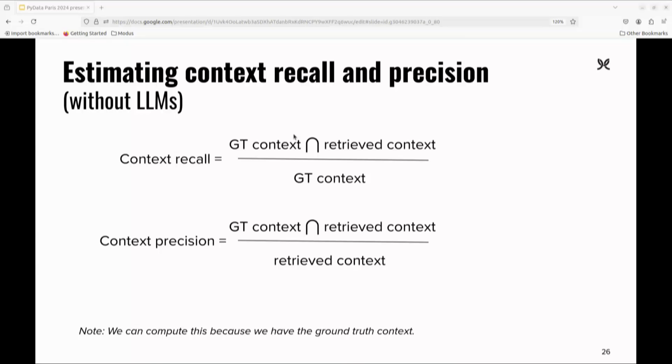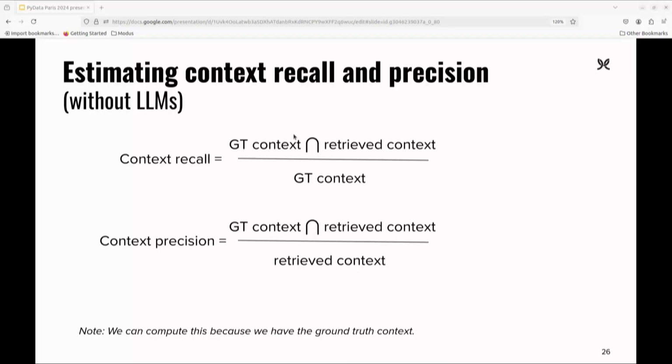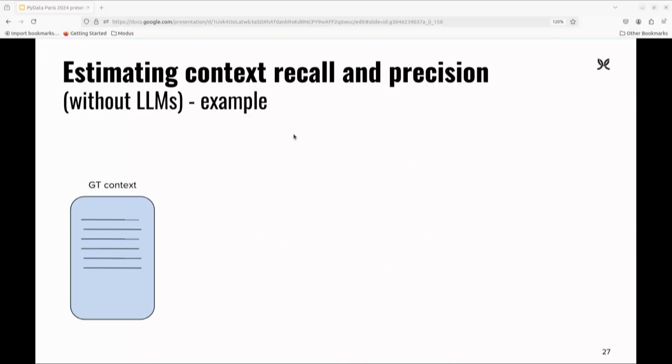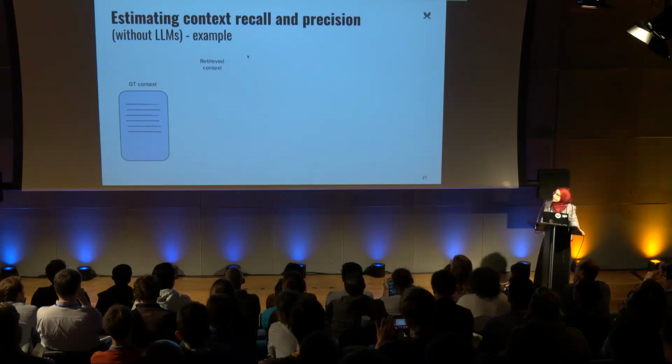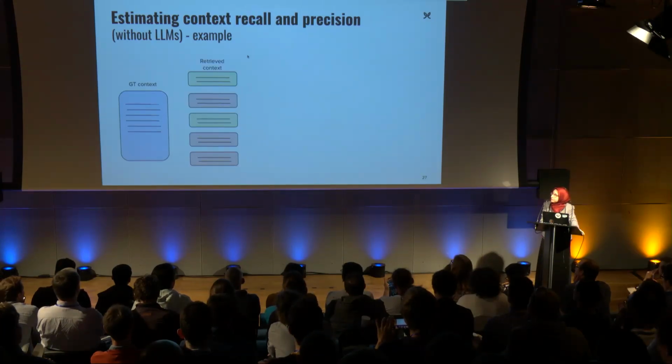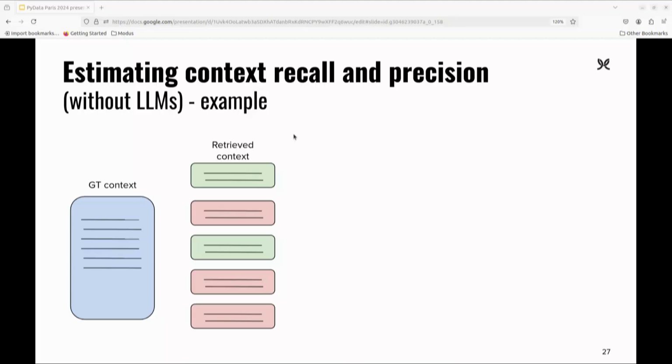Like Maria previously said, I won't go into the details of the equation, so don't be scared. Just to recall, context recall is how much of my ground truth context I was able to recall in the retrieved context in RAG, and context precision is how much of that retrieved context is actually in my ground truth context. Just to show you quickly how we computed that empirically, we have 5 different chunks, and we went over these chunks and checked whether they existed in the ground truth context or not.